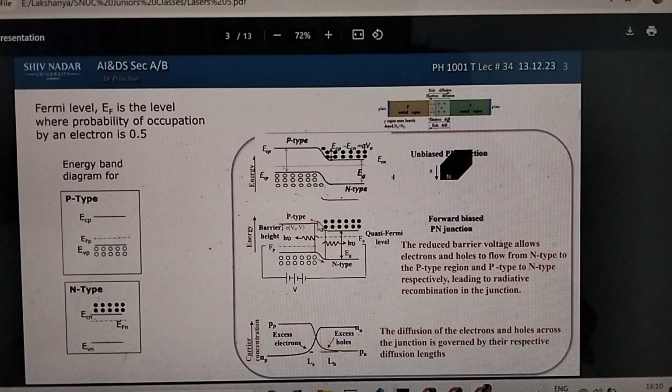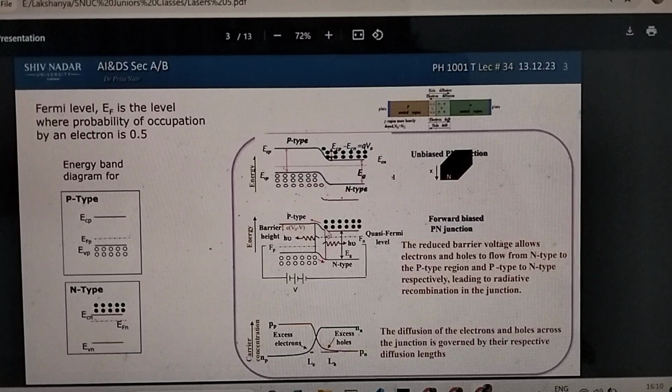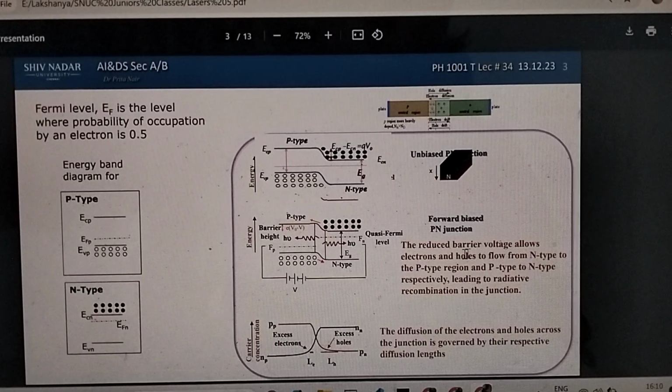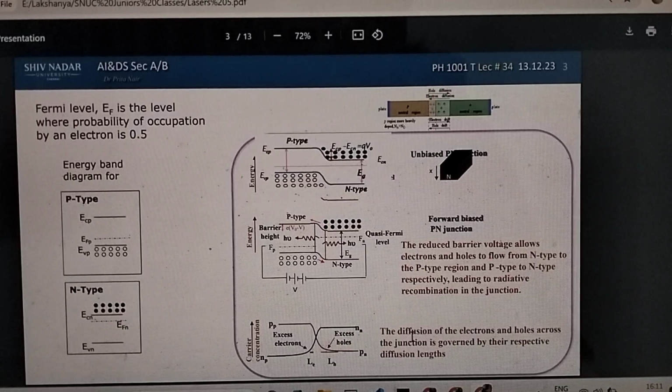And as that split happens, we also need to note that electrons are moving from n region into the junction region, holes from the p region into the junction region. Recombination occurs and photons are released. This is the carrier concentration. P region high on holes, low on electrons, n region vice versa, junction region moderately high quantities of both. So the reduced voltage allows electrons to flow from n to p and holes from p to n respectively, leading to radiative recombination. The diffusion of electrons is governed by the diffusion length.